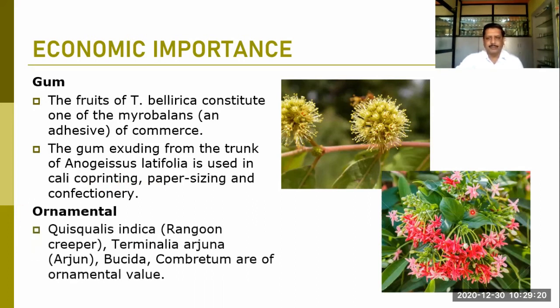In ornamentals, this Rangoon creeper we have taken here. Since all the flowers are beautiful, most of the plants are used as ornamentals, or we can say roadside planting, for environmental impact and aesthetic purposes as well. Most of the members have a beautiful structure, so they can be planted in gardens as ornamental species. Most popular is Quisqualis indica, that is the Rangoon creeper. Terminalia arjuna, arjun vruksha. It is Bucida, Combretaceae, and these are mostly planted in gardens for their medicinal value as well as the beautiful flowers.